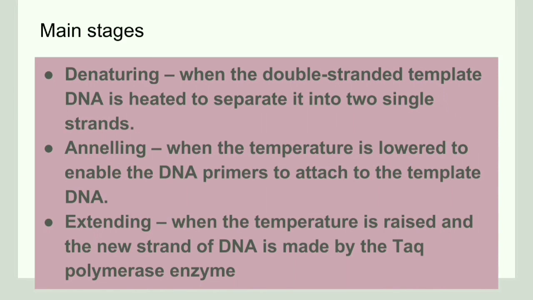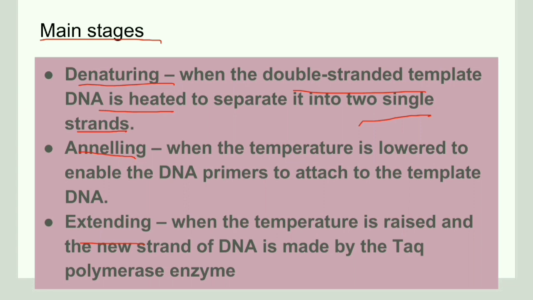Next, we will discuss the main stages in PCR. There are three main stages, that is denaturing, annealing, and extending. In the first stage, denaturing, the temperature is increased. That is, the double-stranded DNA is heated so that we get two single-stranded DNAs. So, this stage is when the double-stranded DNA is heated to obtain two single-stranded DNAs.